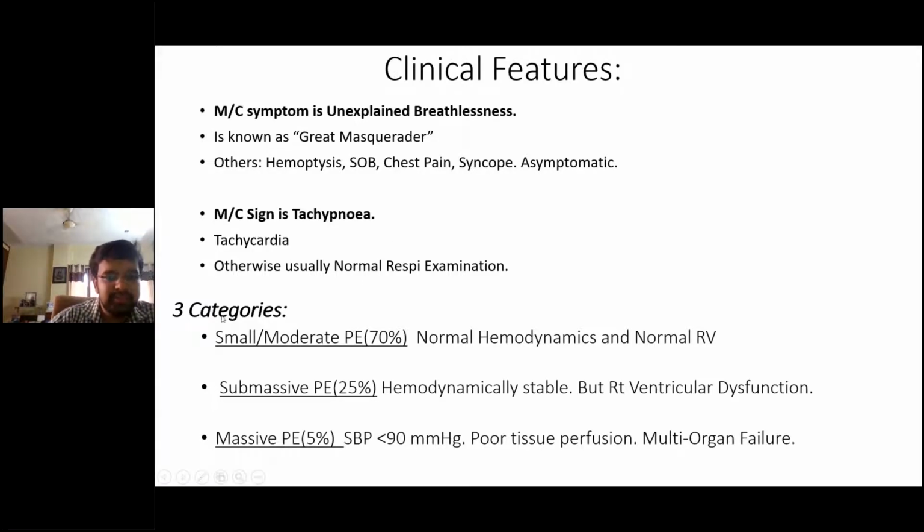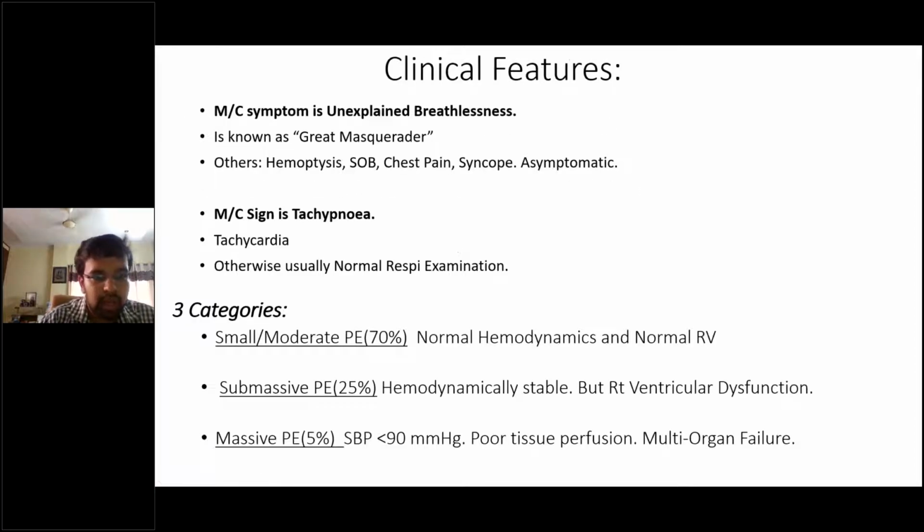Okay. Since the majority of the cases are small and moderate pulmonary embolism, these clinical features are of the small or moderate pulmonary embolism, whereby the only symptom the patient may have is unexplained breathlessness, and most of the other respiratory examination is normal.